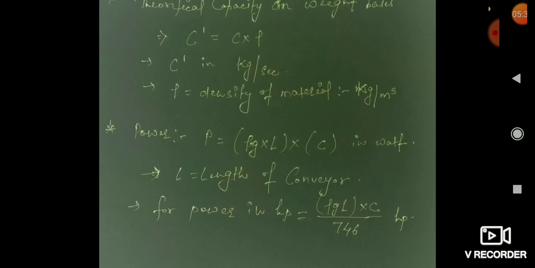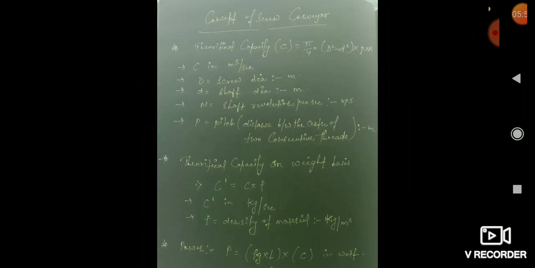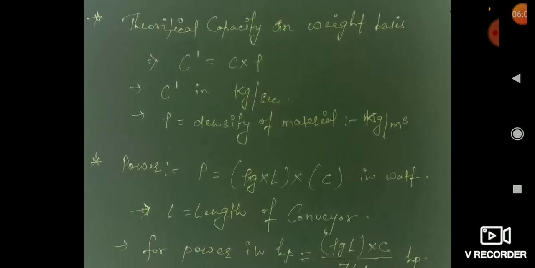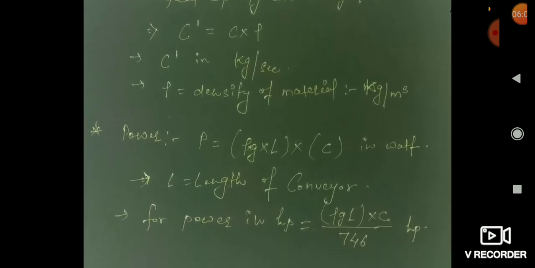And friends, I think all of you know that pressure is equal to rho gh, whatever we have studied in our first year engineering in fluid mechanics chapter. Power is rho gh into discharge. Here I have written the discharge, meaning capacity of conveyor, that is theoretical capacity C in terms of volume basis. So you can multiply rho g L into C.